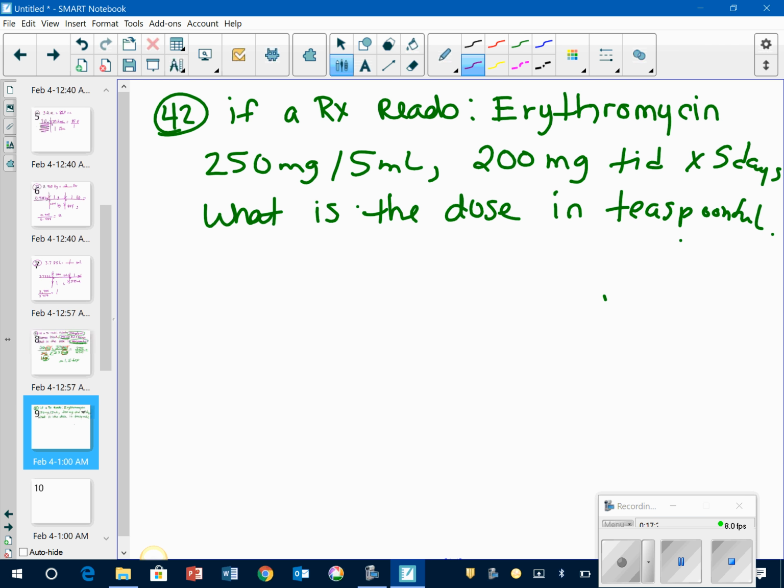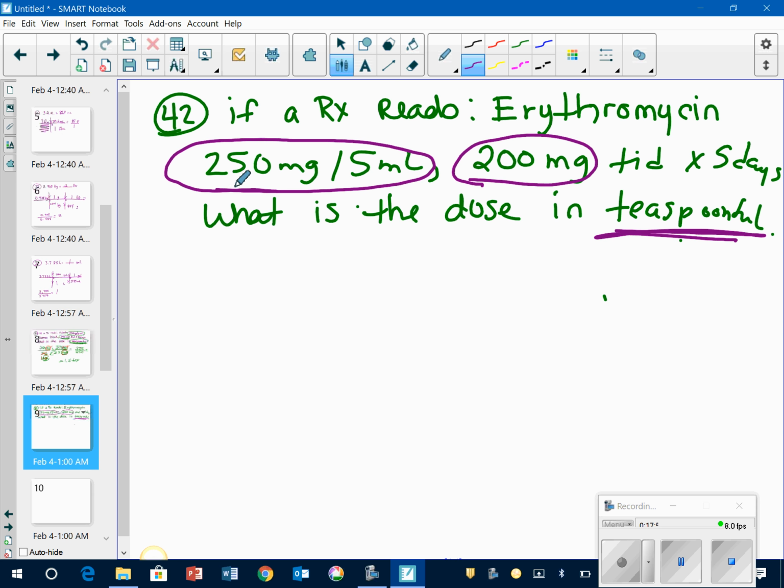Okay, so number 42, if a prescription reads erythromycin, 250 milligrams per 5 milliliters, I always like to tell people, when you read it, circle what you know is going to be part of your ratio proportion or what you think it may be. So erythromycin, 250 milligrams per 5 milliliters. They're going to take 200 milligrams 3 times a day for 5 days. What is the dose in teaspoonfuls?